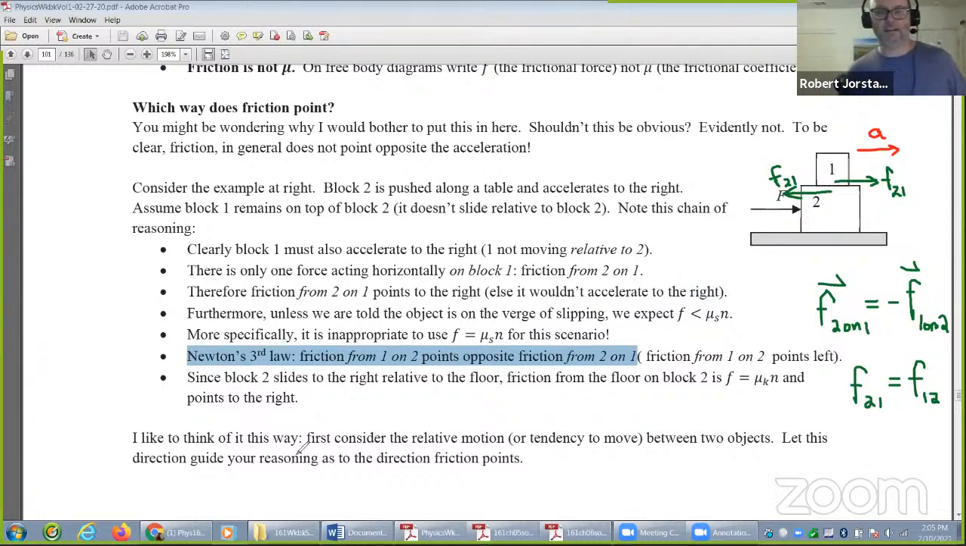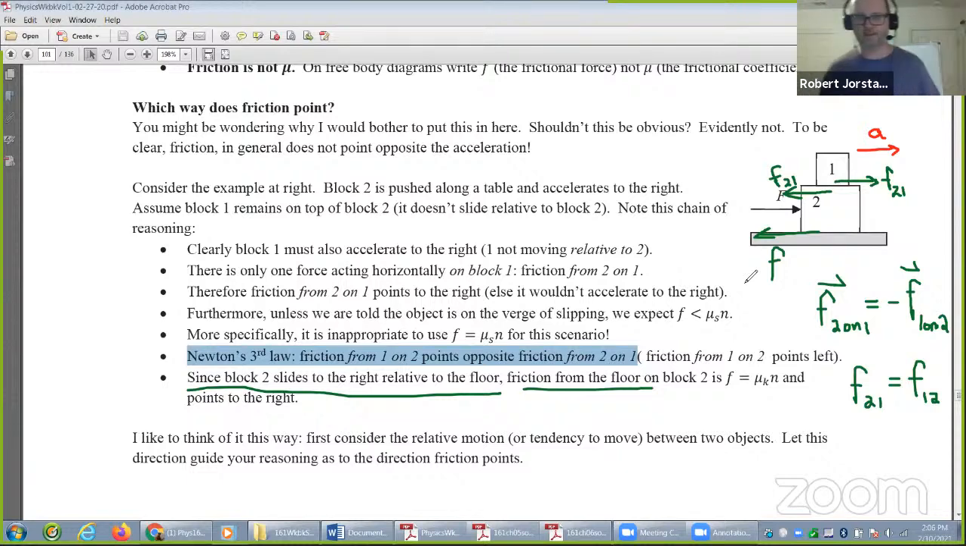Okay, finally, there's another frictional force. Block 2 is sliding to the right relative to the floor. That means there's friction from the floor. There's this way. So there's another frictional force here. And we see that in these problems, there's multiple different frictional forces pointing multiple different ways. And it's very easy to get in a hurry and just flip one of the arrows and screw up the whole problem. Okay. I'm going to pause while this is all there.